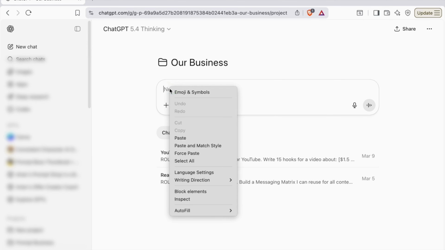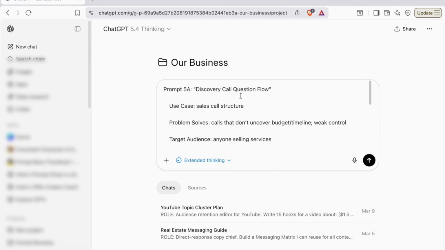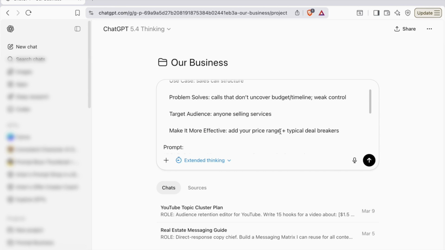Here's our first prompt. In this one, our use case is that we're going to create a sales call structure to help us flow more readily with this process. The issue we're solving is that calls often don't uncover budget and timelines, so we want to make sure we have those things baked into our calls. This is for anyone that sells services, and you can make this even more effective by adding a price range and deal breakers into this scripting.